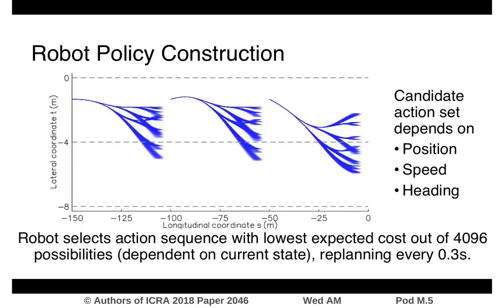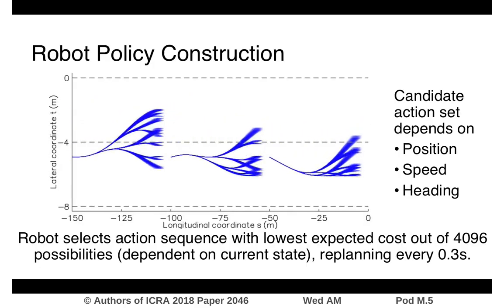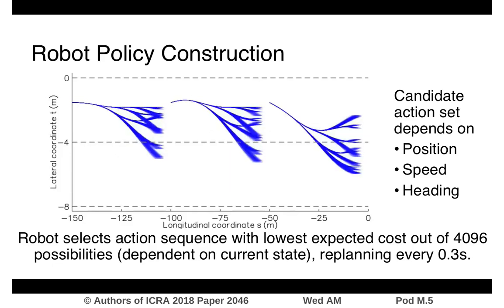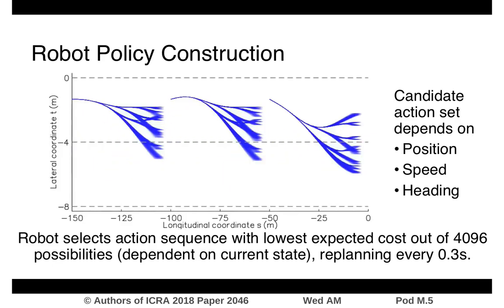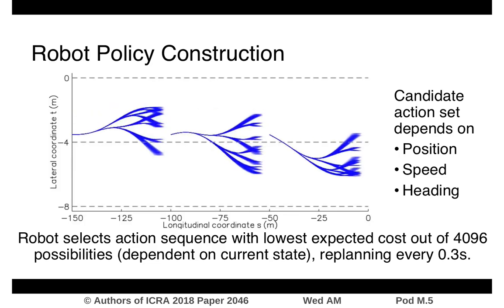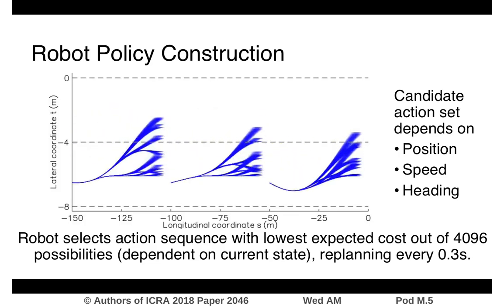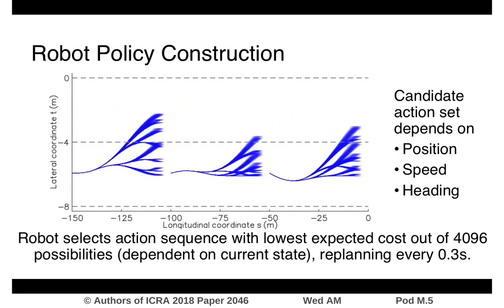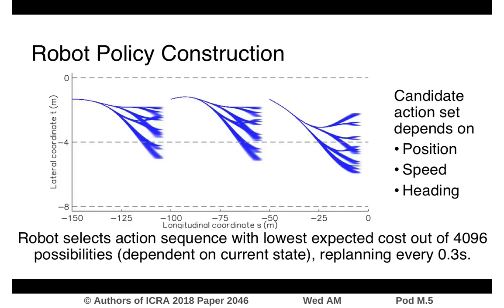We perform a parallel evaluation of 4,096 candidate robot action sequences, visualized here for a variety of initial robot states, sampling up to 1,000 human responses for the most promising candidates, and selecting the one with the lowest expected cost. We implement the first 0.3 seconds of this action sequence and replan in a receding horizon fashion.